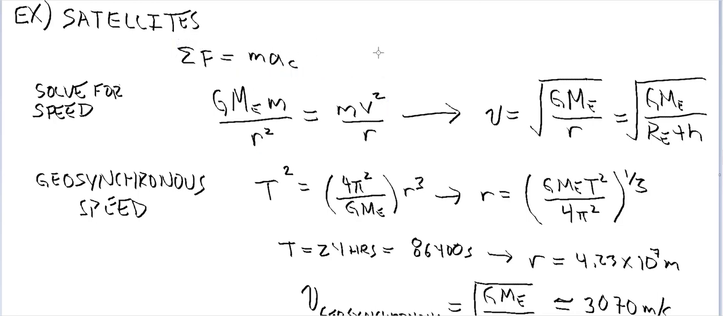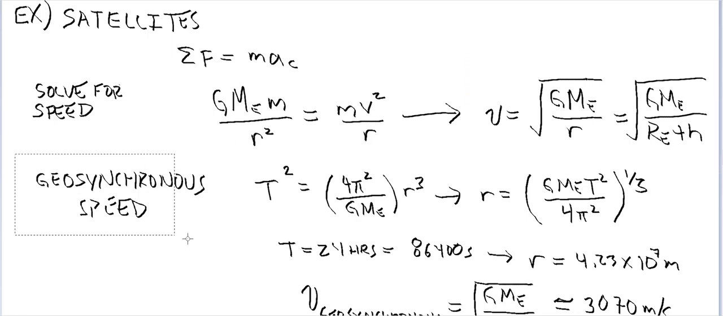We could solve this for v, and somehow I have switched again from this v to this v, but forgive me. v is equal to the square root of g M_E over r, but remember this r is the distance from the center of the Earth to the center of mass of the satellite. And so really we could write this as little r is equal to the radius of the Earth plus the height above the surface h.